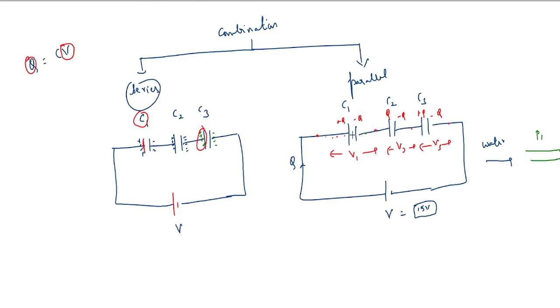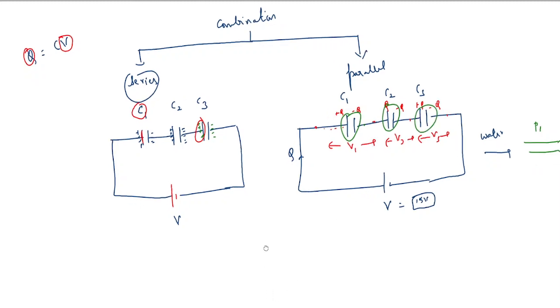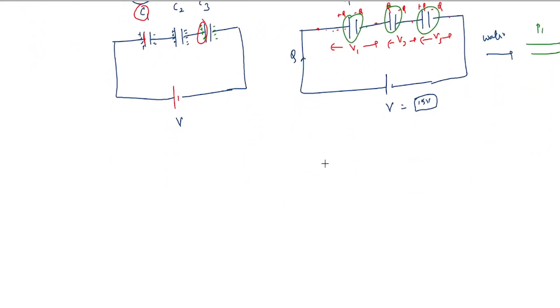V1 is the drop across the first capacitor. V2 is the drop across the second capacitor. And V3 is the voltage drop across the third capacitor. Just think in that way alone. Now this total voltage drop, which is V, is equal to V1 plus V2 plus V3. So keep in mind that in case of series combination, the charge would be the same, but the voltage drop would break up. This is called series combination.